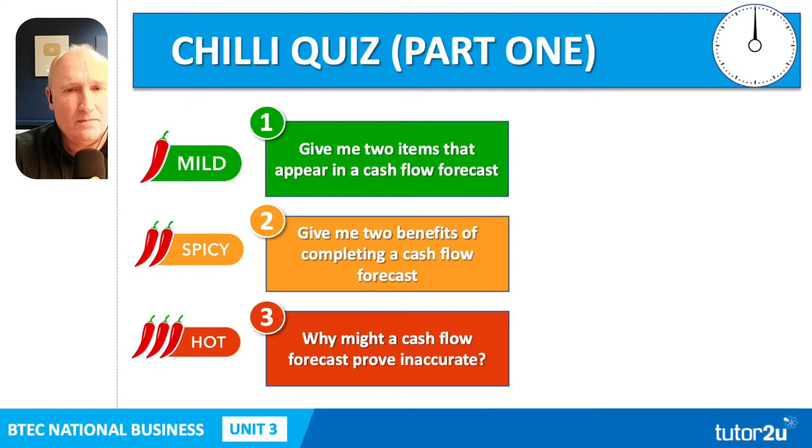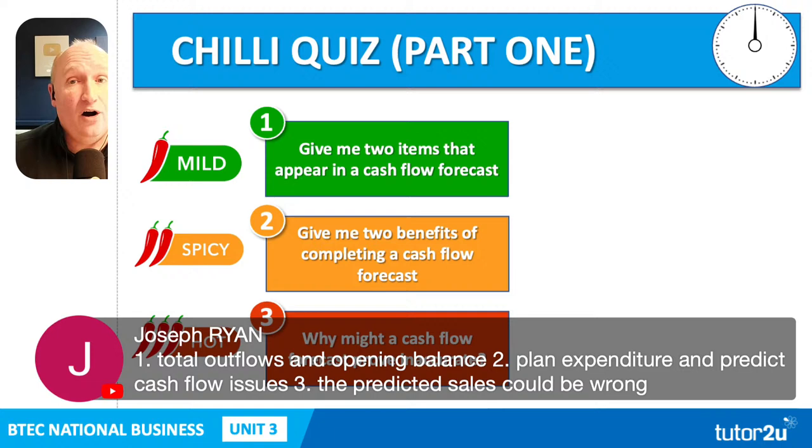Loads and loads of answers coming in. I'll just stick Joseph's on the screen there because Joseph's had a go at each of the three elements there, which is pretty impressive within a minute, but lots of others have had a go as well. Joseph's pointed out items in a cash flow forecast, total outflows, opening balance. Don't forget, we've got different lines, haven't we, in a cash flow forecast, so those two would definitely appear.